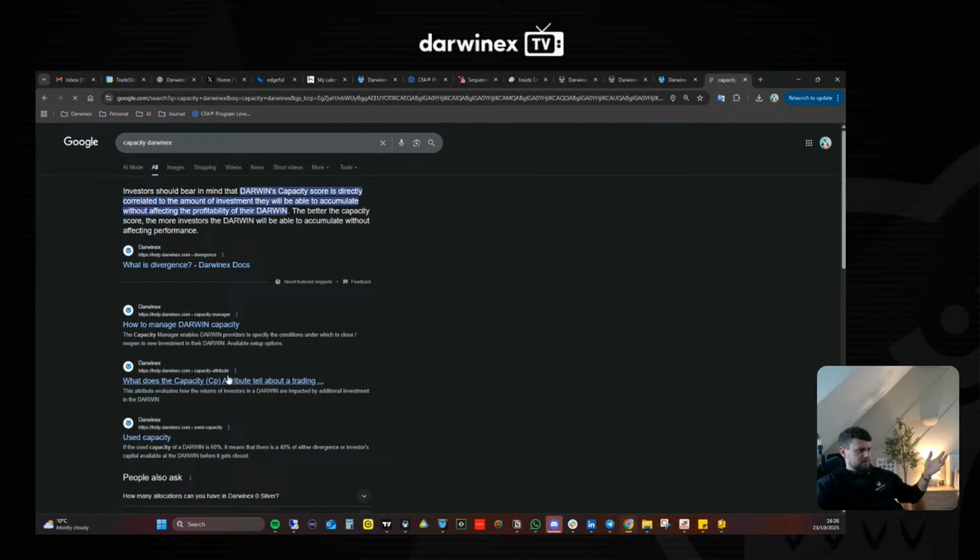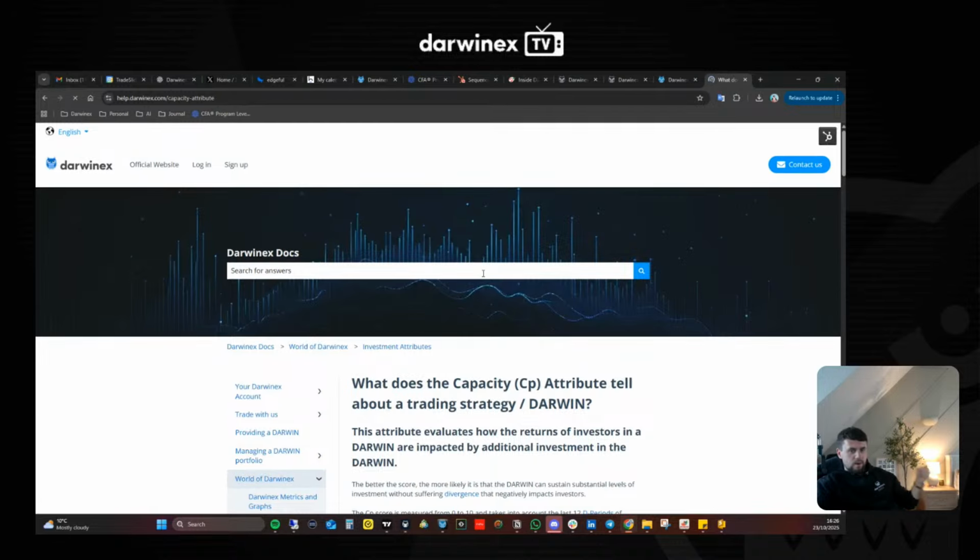Is it this one? Here we go. What does a capacity attribute do? If you're ever looking through these attributes, or if you're ever not sure on something, always come to the Darwinex KBase, whether you use the Darwinex 0 or the Darwinex 1. There's so much information on here.